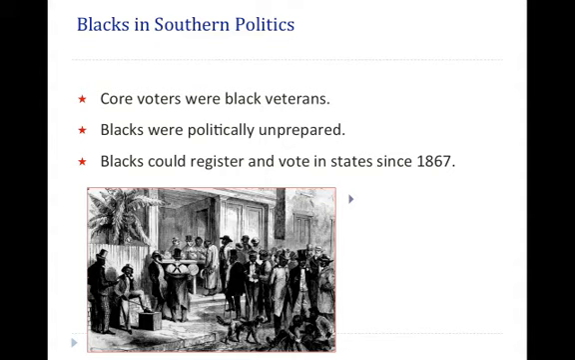In terms of Southern politics, core voters were Black veterans, so the majority of them were African Americans who fought in the Civil War. As I mentioned before, when we took a look at the political participation map, many were politically unprepared. They didn't know how to vote, where to vote, and people kind of steered them clear of those voting places. Blacks could register to vote in states since 1867, so right after the close of the war, as that was required under the Radical Republicans' way to admit states to the Union.